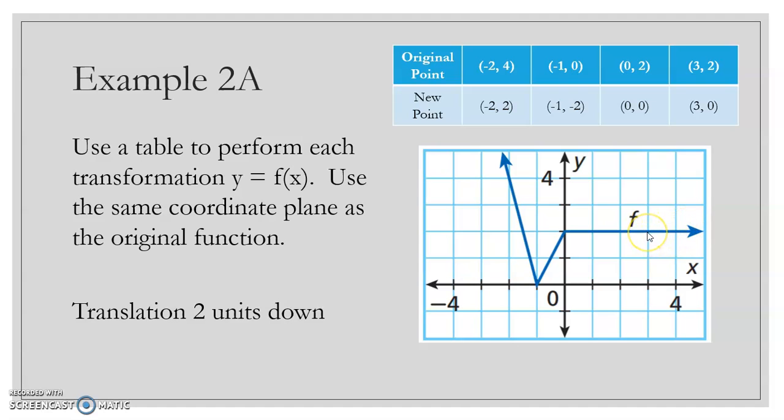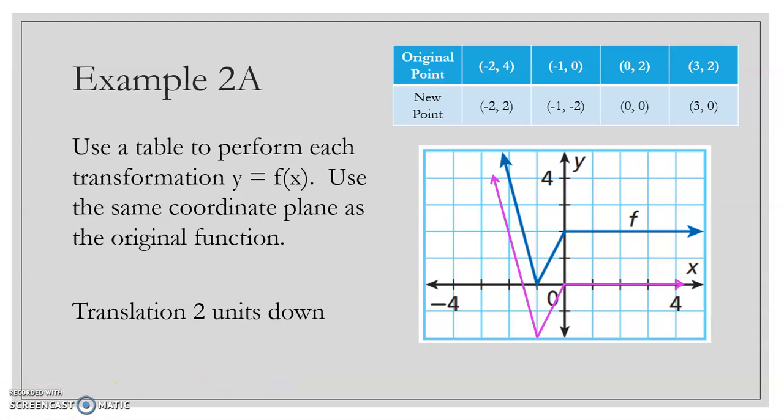So the (3, 2) point could be any of the other points on this line. So translating 2 units down, that's a change in the y value, and the y values have to decrease by 2. So I subtracted 2 from each y value. So I get (-2, 2), (-1, -2), (0, 0), and (3, 2). And then all I have to do is graph it. So I graphed my new points, and I got this pink function here.